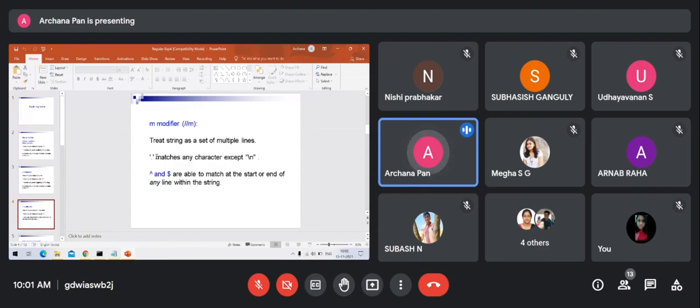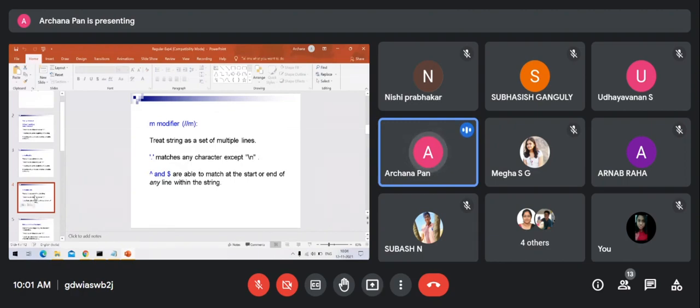Dot matches any character except newline, so the m modifier is not affecting the function of the dot operator. It is changing the function of caret and dollar, which are then able to match at the start or end of any line within the string. So the m modifier changes the behavior of caret and dollar.